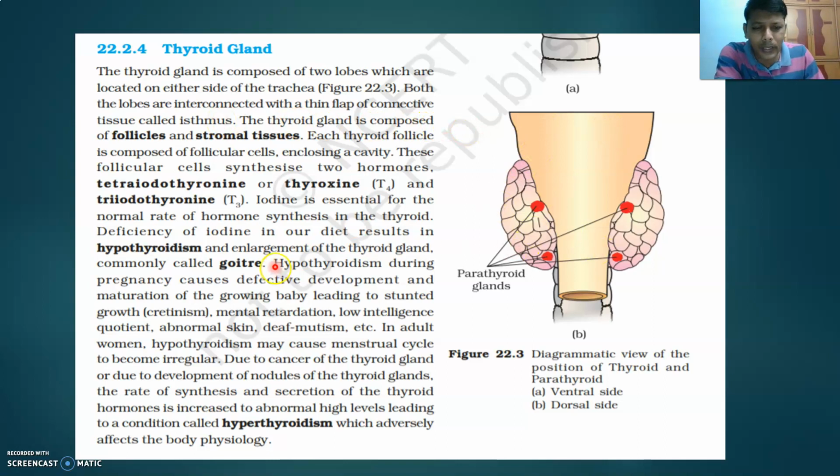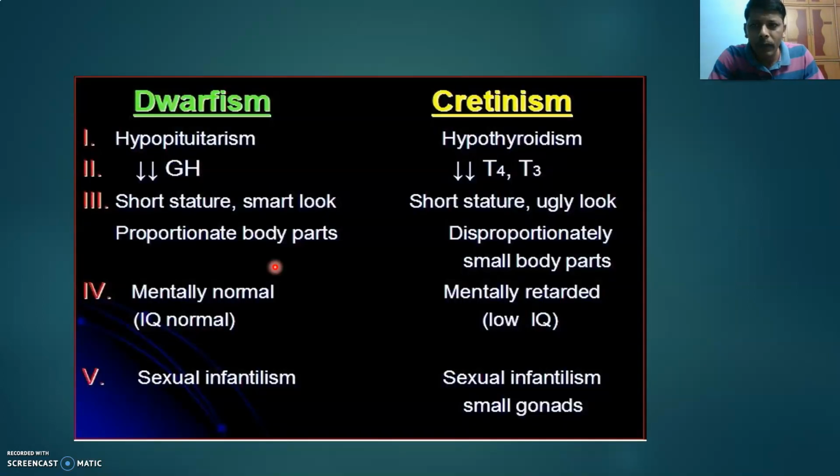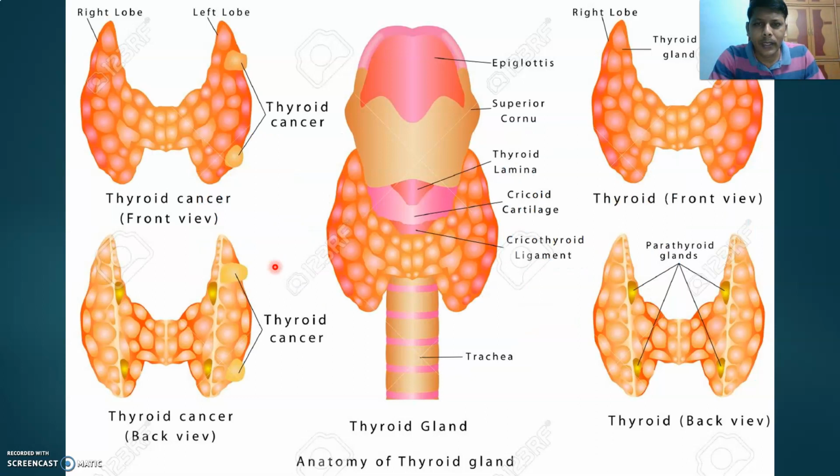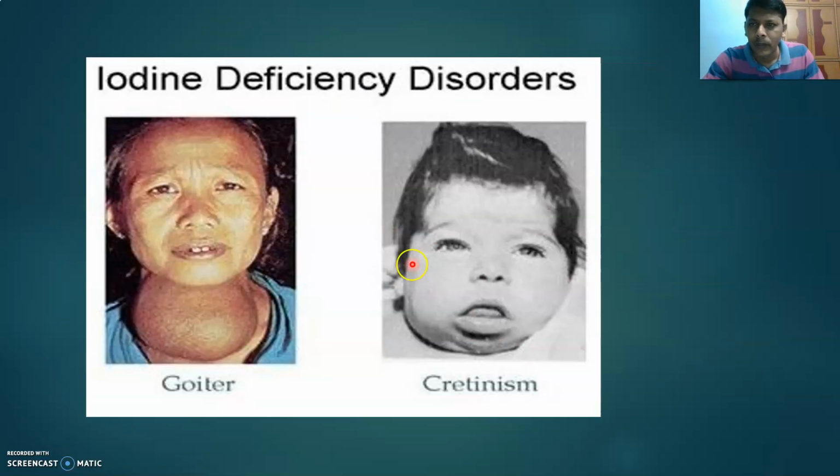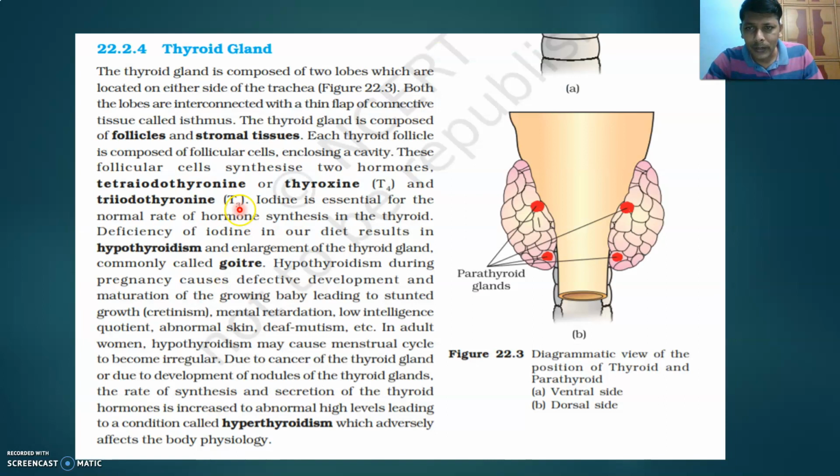You can observe here the two lobes are connected by a thin flap of connective tissue. This is called the isthmus. What is isthmus? Isthmus is a thin flap of connective tissue.